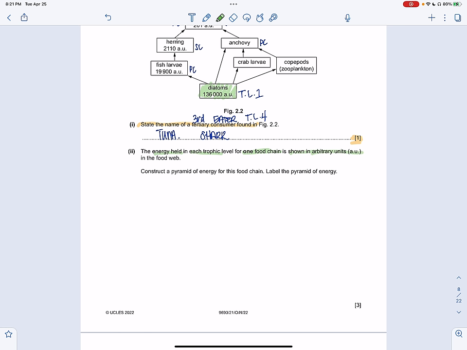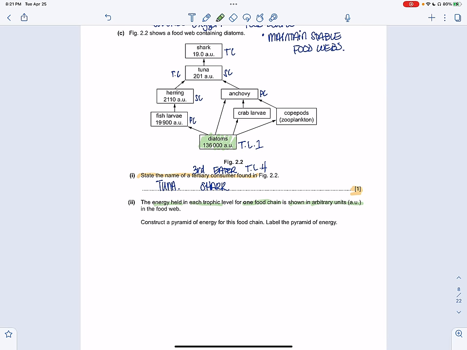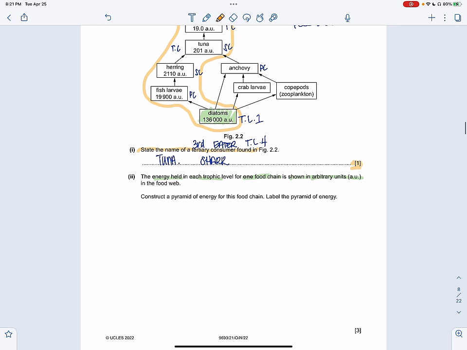So the amount of energy that's in each different trophic level or feeding level, troph means feeder, these are your feeder levels, are shown in arbitrary units. That means random units. So instead of just putting a number with nothing with it, arbitrary means that it's random. Construct a pyramid of energy for this food chain. Label the pyramid of energy. So the trophic levels that they're referencing are these right here. Notice they're the only ones with energy on it.